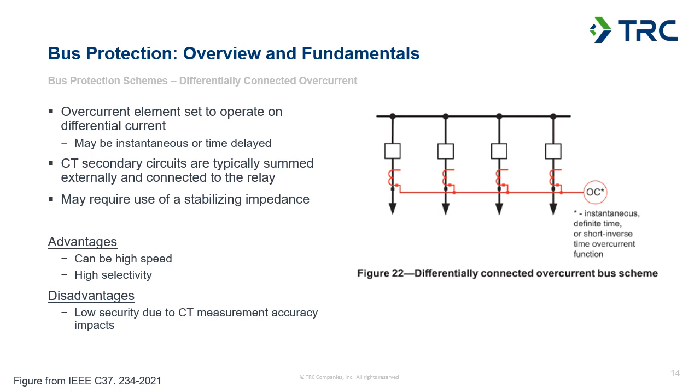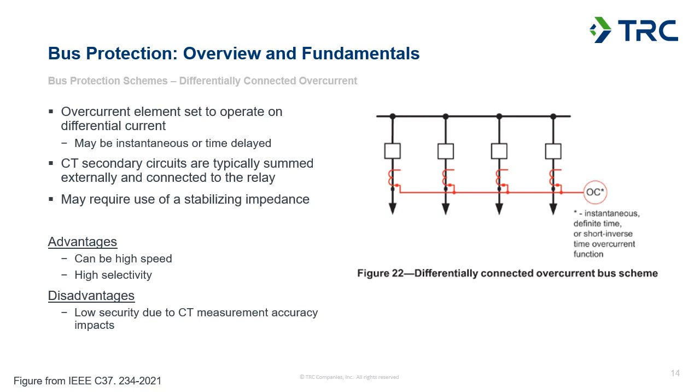So it has some advantages that it can be high speed. Typically, this can be applied as an instantaneous trip, though sometimes you do apply a short time delay to that element, or even an inverse time characteristic. But generally, you can apply it instantaneously, because if you're seeing a high magnitude of differential current, it's very likely that you have a fault on the bus.